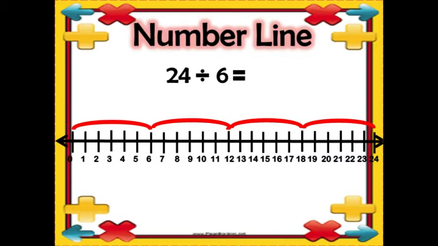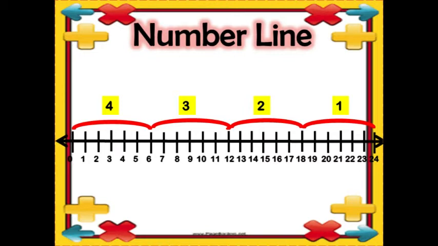So now let's count how many times we jump. So we have 1, 2, 3, 4. So we jump 4 times. So the answer in 24 divided by 6 is 4. So just like the repeated subtraction, we can also write the division sentence using the number line.